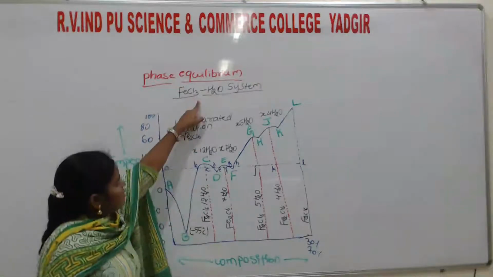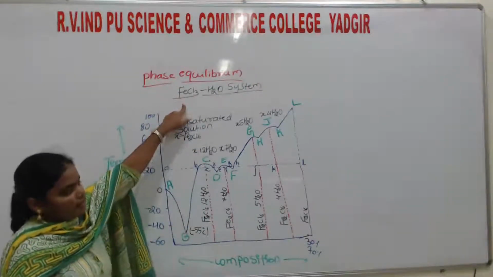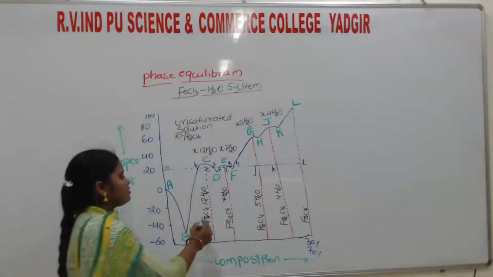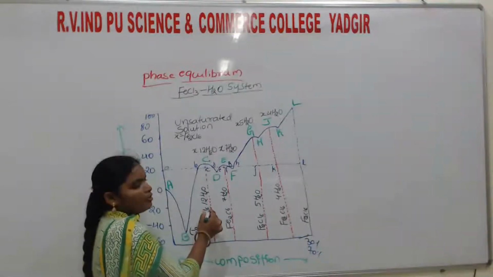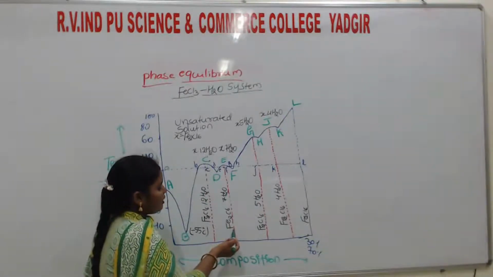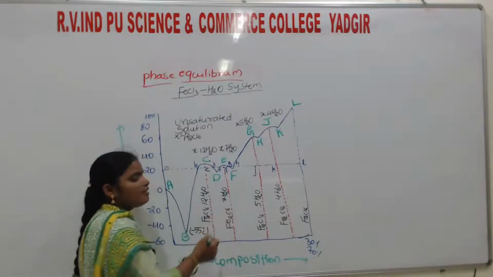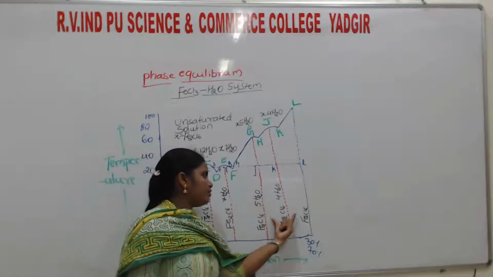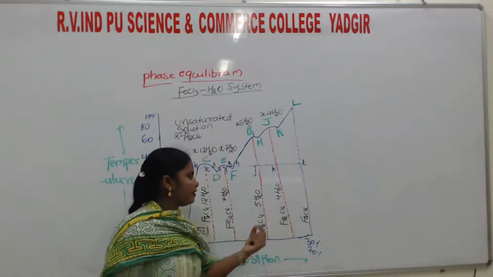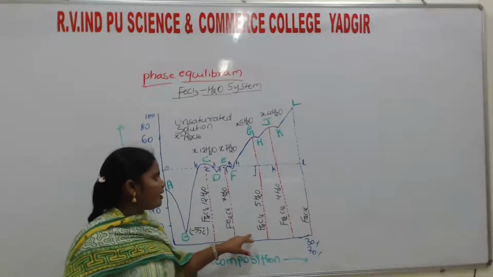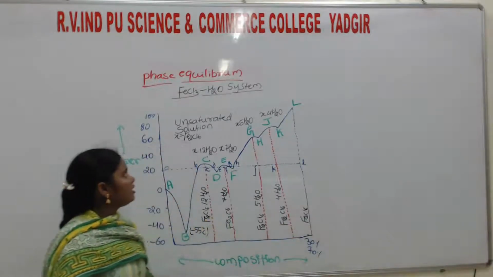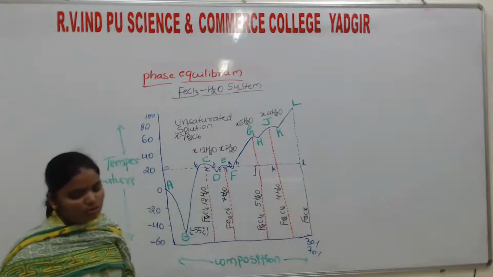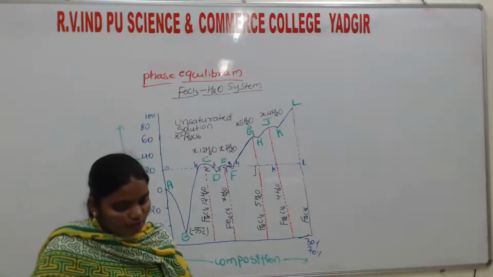Fe2Cl6 12H2O is ferric chloride dodecahydrate. This is ferric chloride hexahydrate, this is ferric chloride pentahydrate and this is ferric chloride tetrahydrate. These four hydrated ferric chlorides are formed. Here these two components react to form these four solid forms of hydrated ferric chloride.